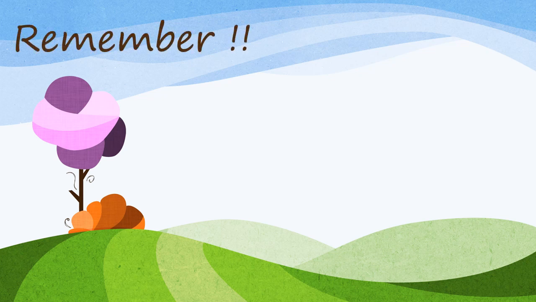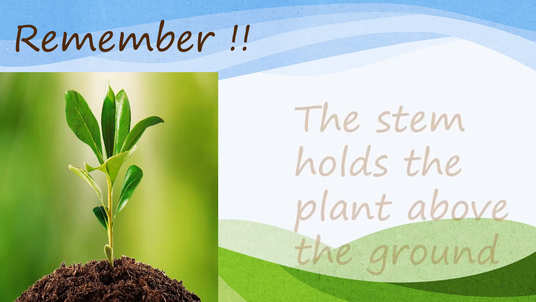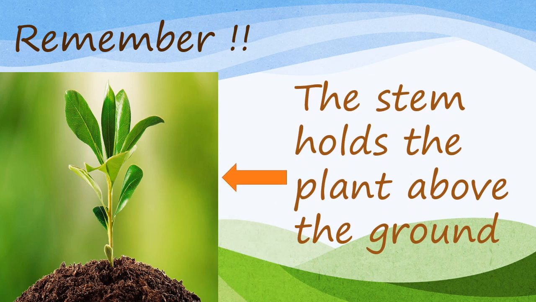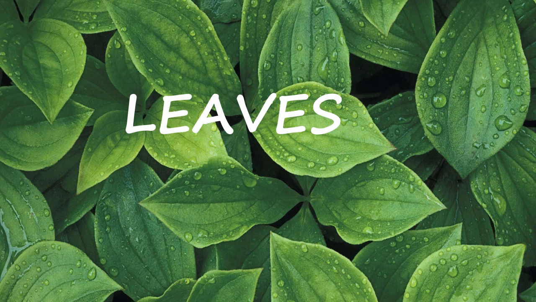Remember, the stem holds the plant above the ground. So the main function you should always remember, children, is that the stem holds the plant above the ground. So let us go to the next part and see the next part of a plant, and they are leaves.